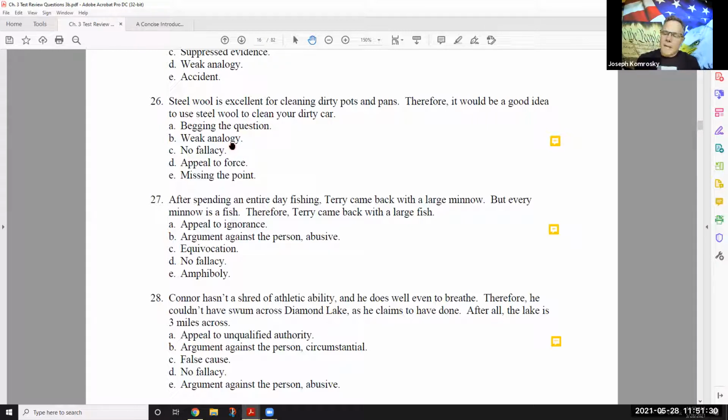So to make the analogy stronger, you have to compare two things that are very similar. Cars and pots and pans are not similar in the fact that you're going to use steel wool to clean them. They may be similar where they're made of hard substances. Most cars are made of various types of metals and alloys and whatever. And so are pots and pans. You can compare them that way in a metal type of way, but not in a cleaning type of way using steel wool.